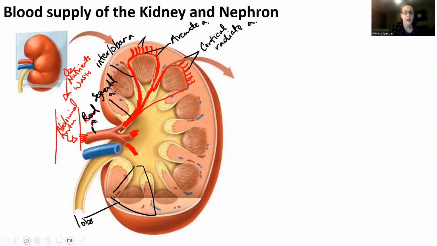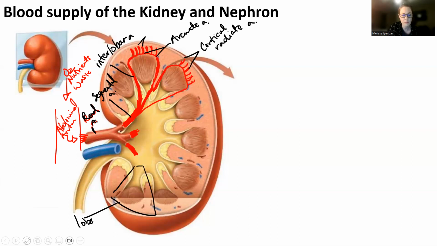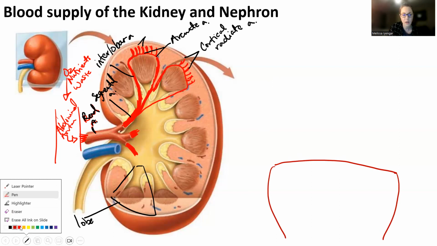Okay. And then what you have to do is draw a nephron so that you understand what's coming off of the cortical radiate artery. So you understand how these arteries are getting smaller and smaller and smaller. So I'm just going to draw a very simplistic nephron. Sorry, I was thinking, how do I want to do this? This is what I'm going to do. I'm going to draw the top of my renal pyramid like that so that you can kind of follow along.